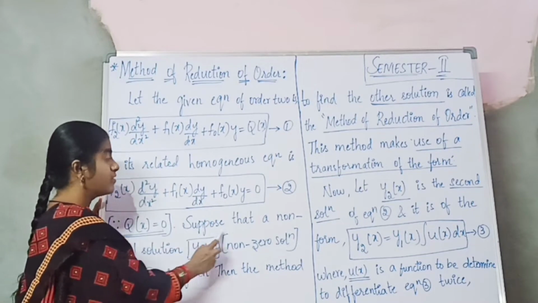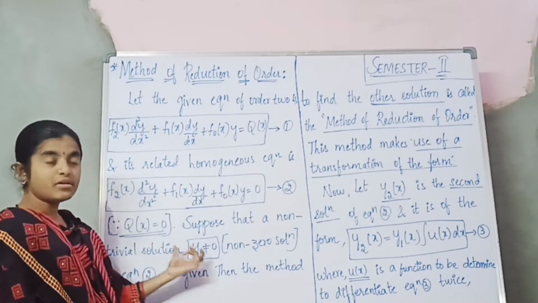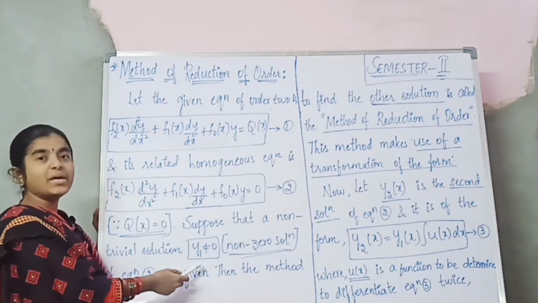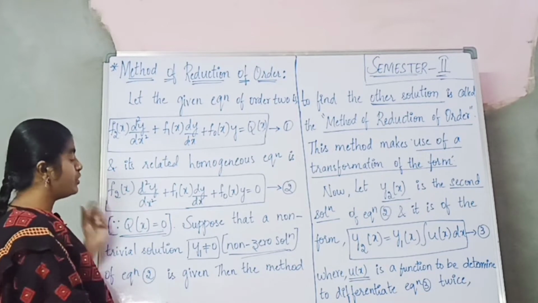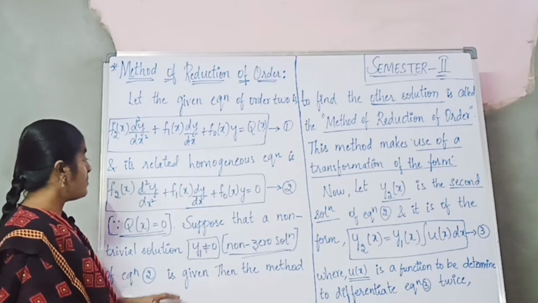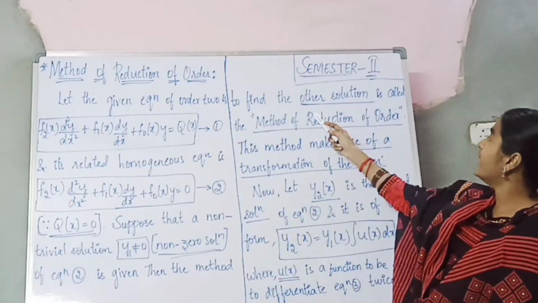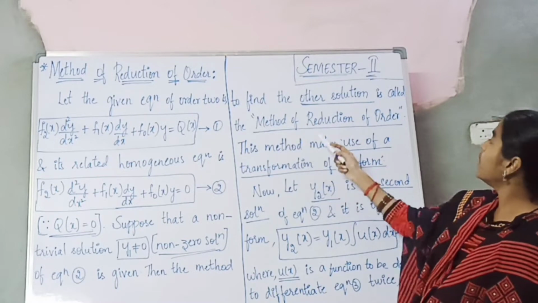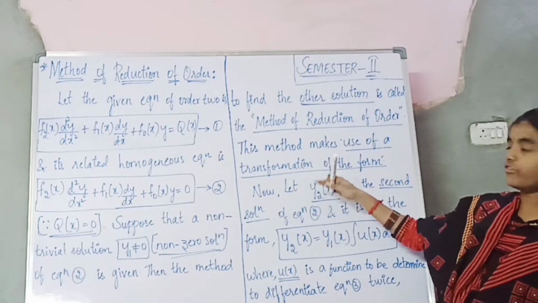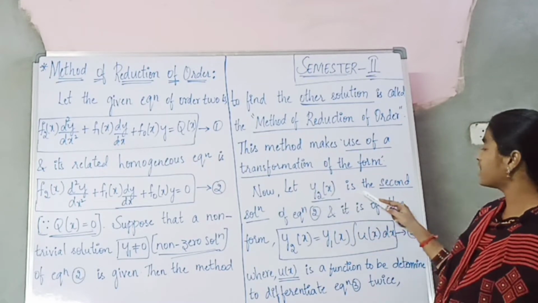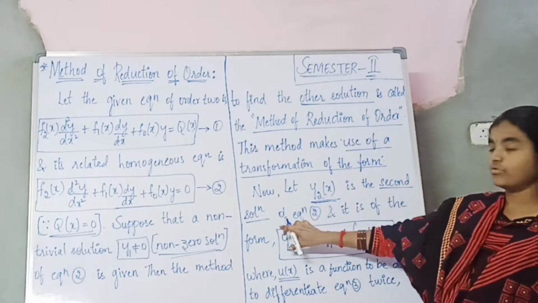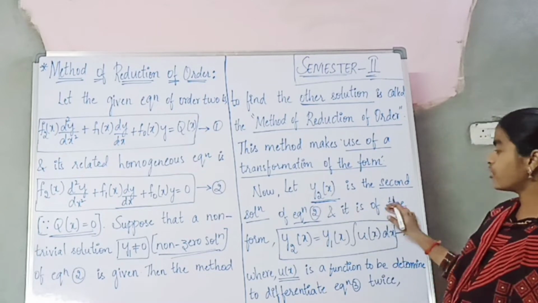Now suppose that a non-trivial solution, that is, a non-zero solution y1 not equal to 0, is given from equation 2. Then the method to find another solution is called the method of reduction of order. This method transforms the form of the equation. Now let y2 of x be the second solution of equation 2.